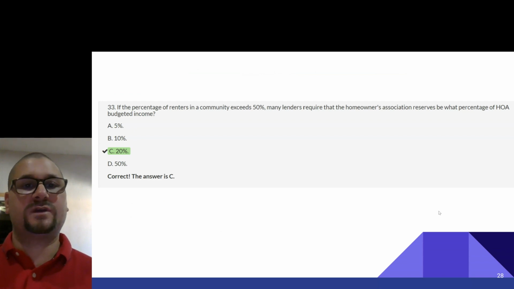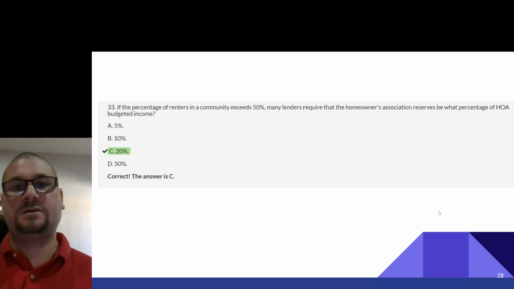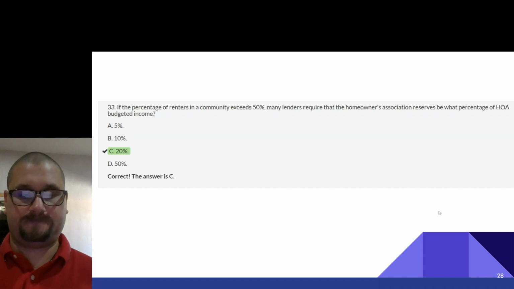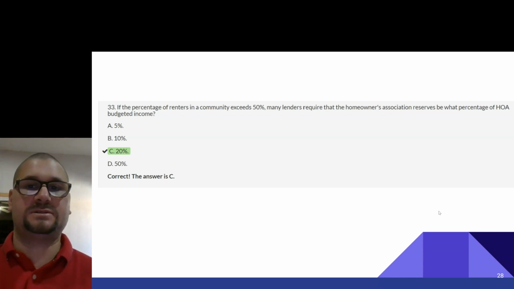If the percentage of renters in a community exceeds 50%, many lenders require that the homeowners association reserves be what percentage of HOA budgeted income? 20%.